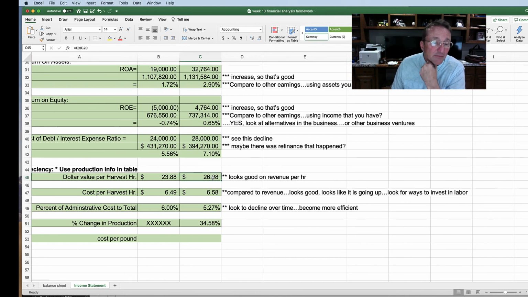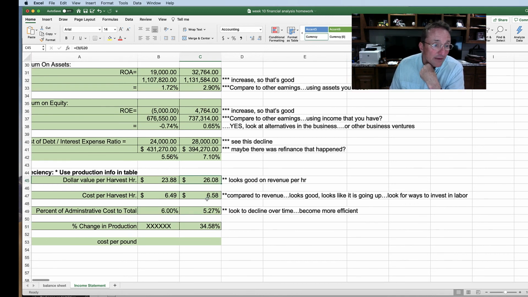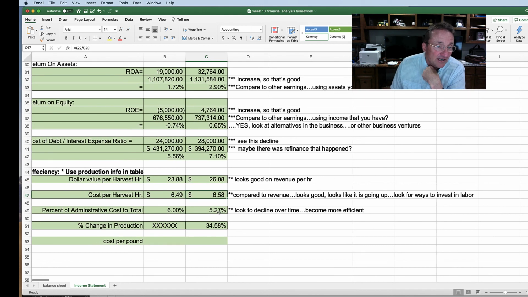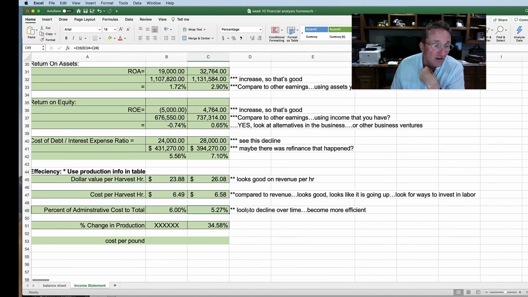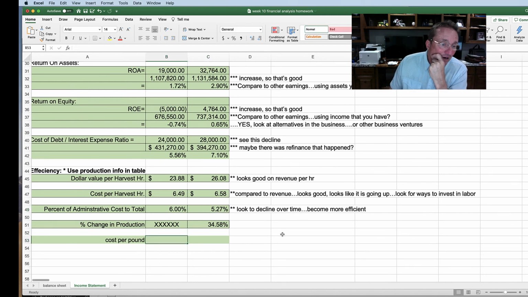That's really kind of telling me why the dollar value went up and why our harvest cost administrative cost may have gone down because production's gone up overall. So that's good.